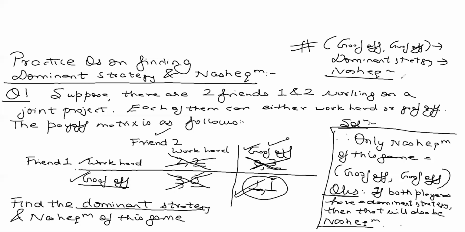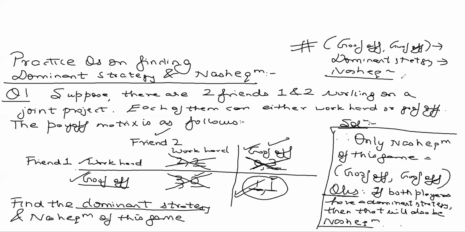So that means if in a game you have a dominant strategy for both the players, then that will also be the Nash equilibrium. Because friend 1 will goof off irrespective of what friend 2 is doing. That is friend 1's dominant strategy. Friend 2 will goof off irrespective of what friend 1 is doing. That is friend 2's dominant strategy. That means goof off will also be the Nash equilibrium. Both of the friends will land up at goof off only.